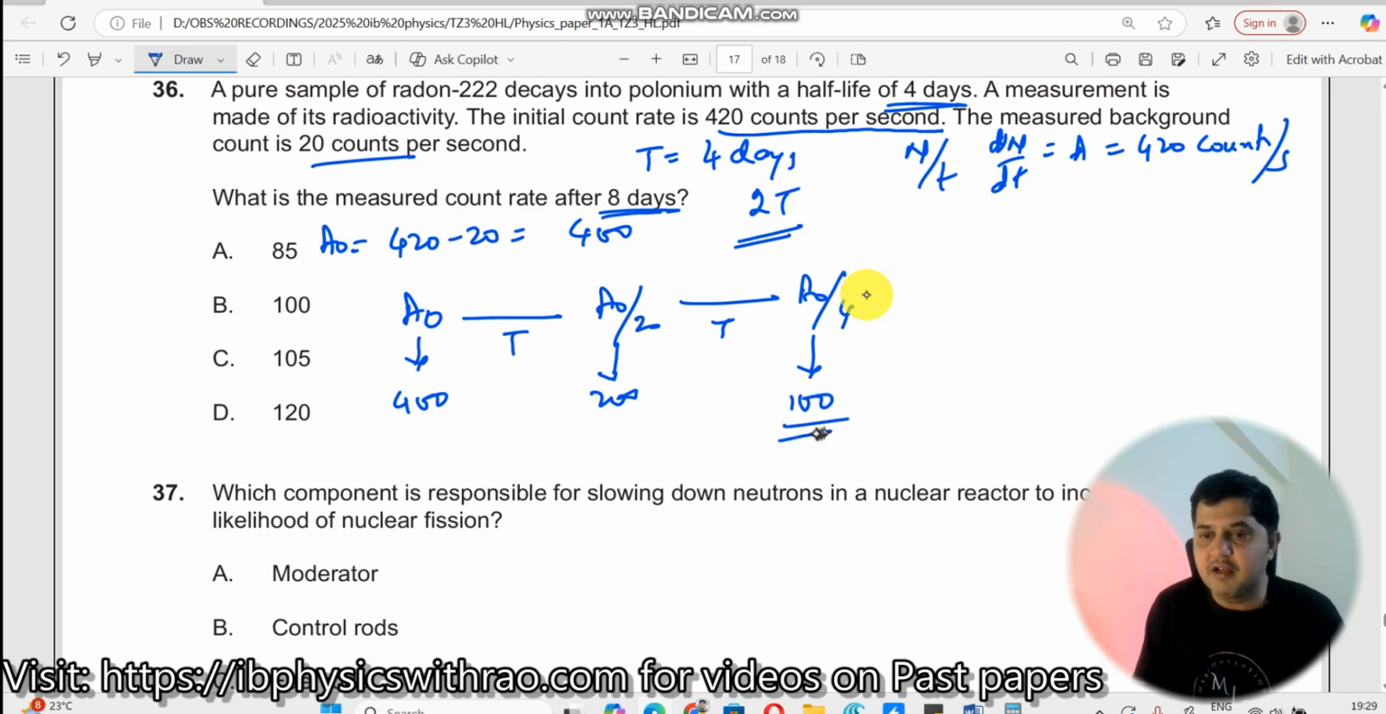Okay, now we have got 100. What does your GM counter measure? It does not measure 100, but instead it adds the background count to it, and finally it gives you 120. So your answer should be 120.